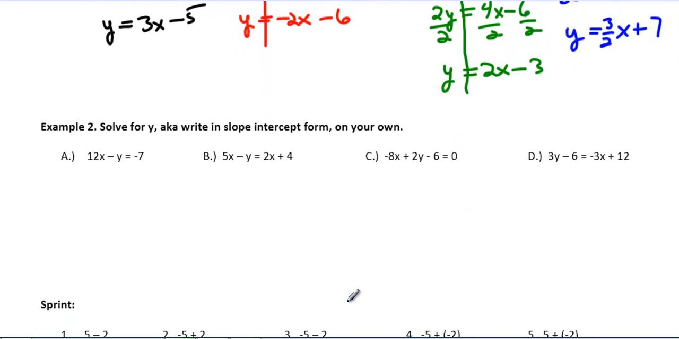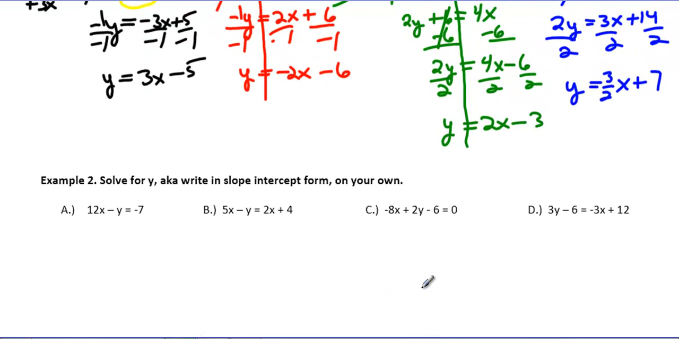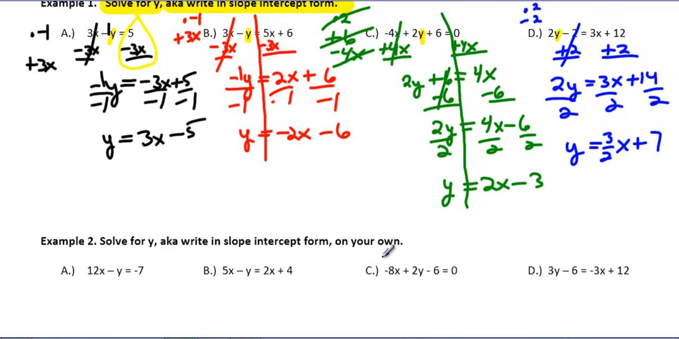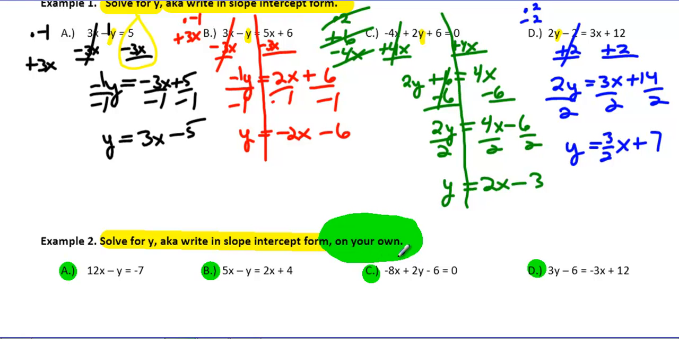We have a few more problems, and you're going to notice if you take a look above, they are very, very similar. Now, notice this says example 2, you're going to solve for y, write in slope-intercept form, and then it says you're going to do this on your own. Tomorrow during class, we'll go over those 4 problems. So you are responsible for trying to do these 4 problems completely on your own. If you have questions, you can see me for help during 1C time, or make sure you ask them in class.